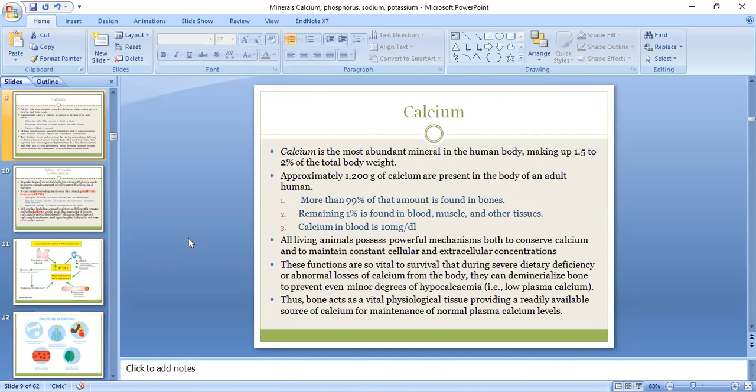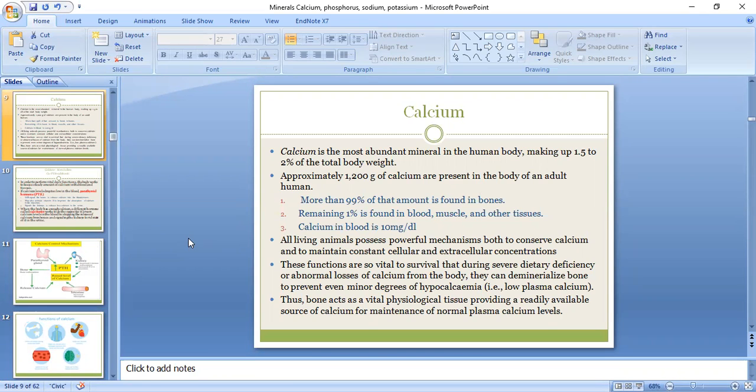Calcium is the most abundant mineral in the human body, making up 1.5 to 2% of the total body weight, and approximately 1200 grams of calcium are present in the body of an adult human. More than 99% of that amount is found in the bones, and the remaining 1% is found in the blood, muscle, and other tissues. Calcium in blood is about 12 milligrams per deciliter.